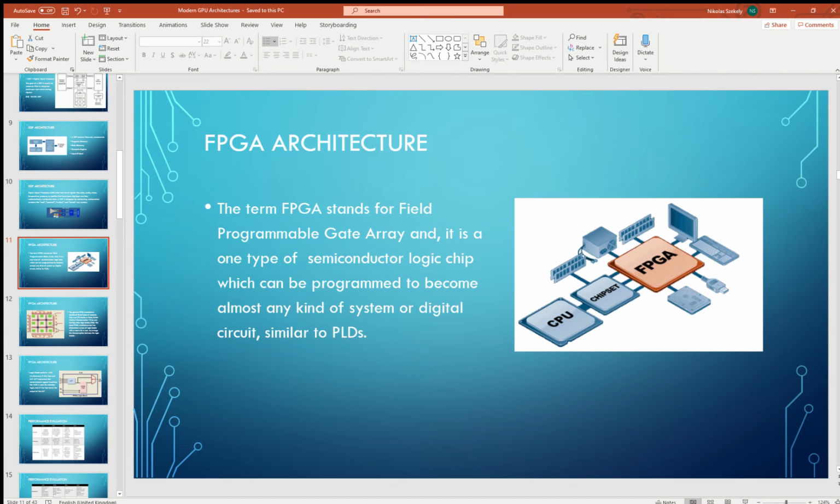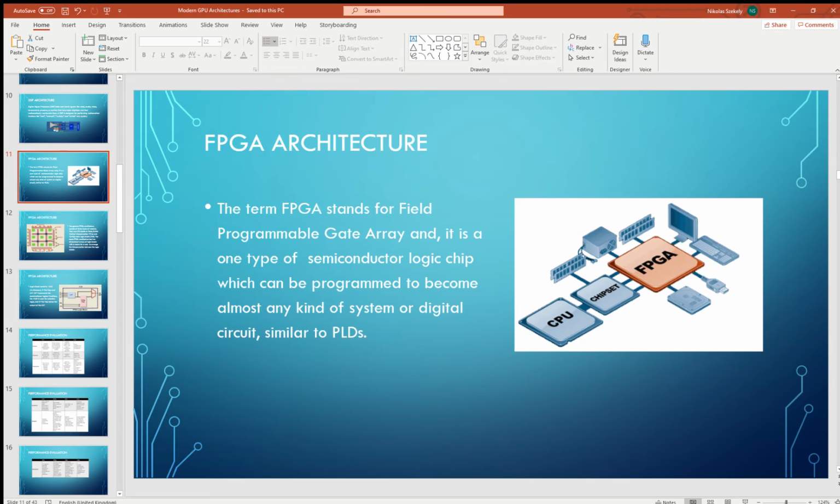The term FPGA stands for Field Programmable Gate Array, and it is a one-type semiconductor logic chip which can be programmed to become almost any kind of system or digital circuit, similar to PLDs. PLDs are limited to hundreds of gates, but FPGAs support thousands of gates. The configuration of the FPGA architecture is generally specified using a language, for example HDL, hardware description language, which is similar to the ones used for ASIC, the application-specific integrated circuit.